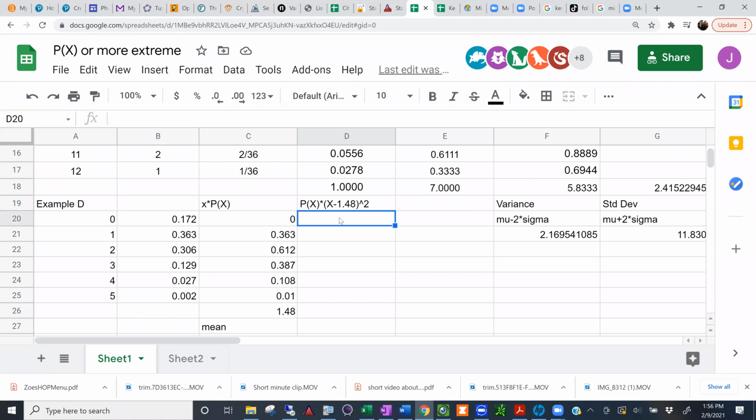In cell D20, let's put in the following command. Equals. P of X is over here in column B. So equals B20, then asterisk, left parenthesis. So B20 times parenthesis X, which is in column A. So A20 minus 1.48, right parenthesis, then shift 6 gives you that up arrow. And I want to square that.